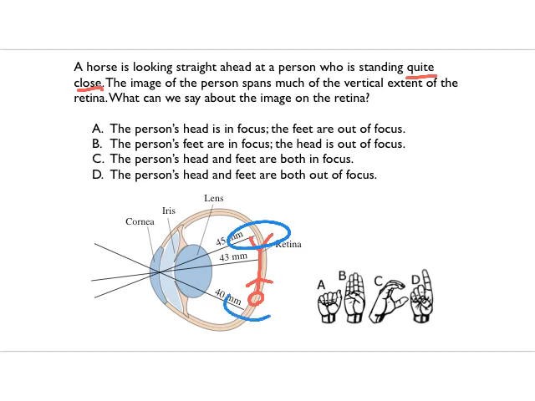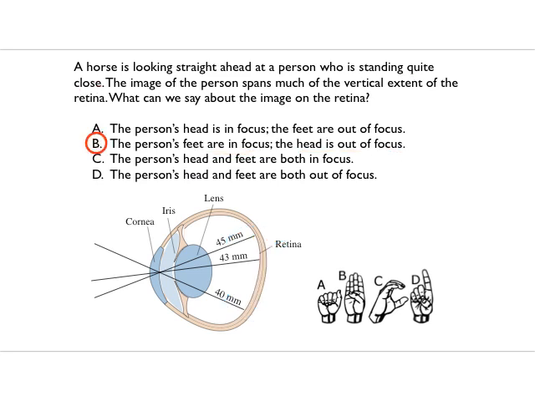At the bottom of the retina, the image won't be in focus. So the person's feet are going to be in focus. The head is going to be out of focus. And so the correct answer for this one is B.